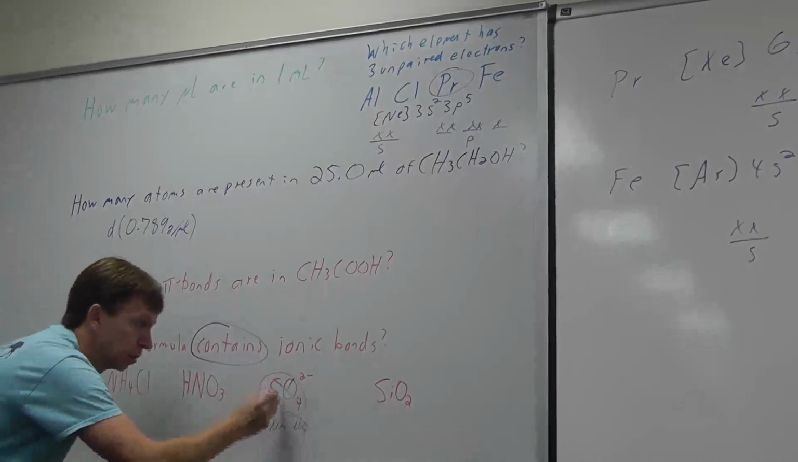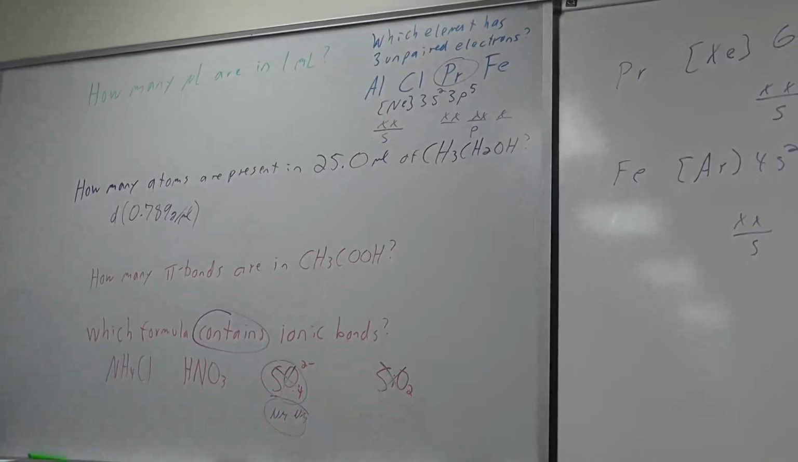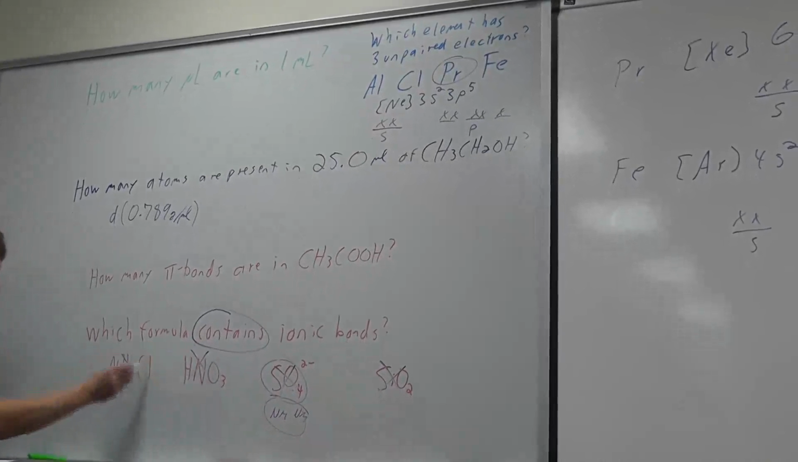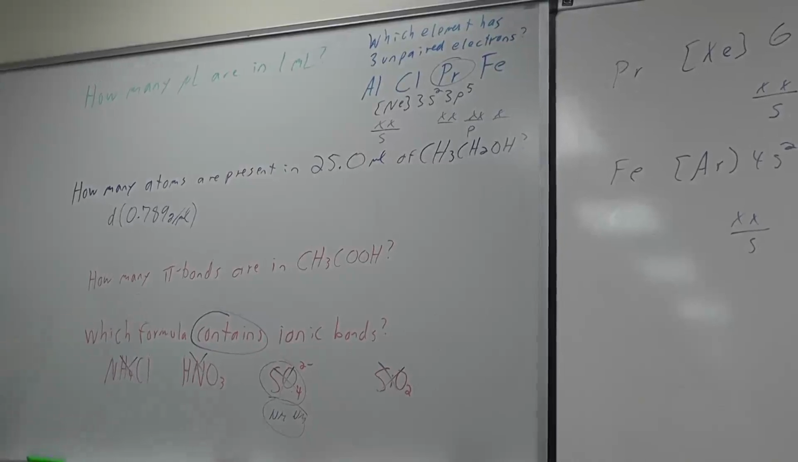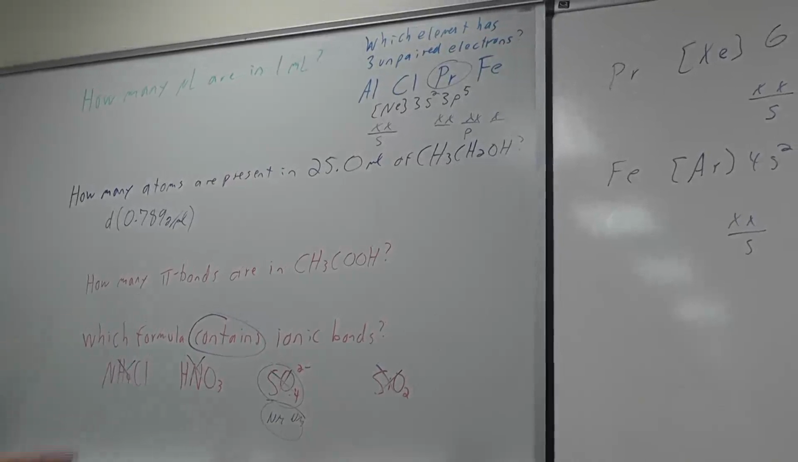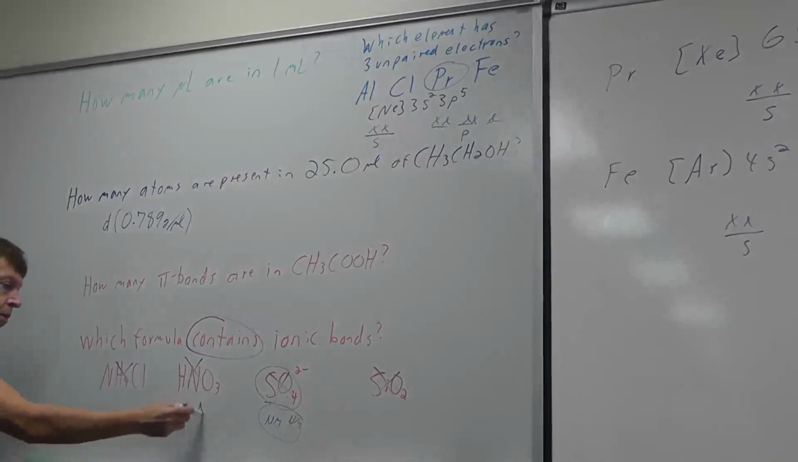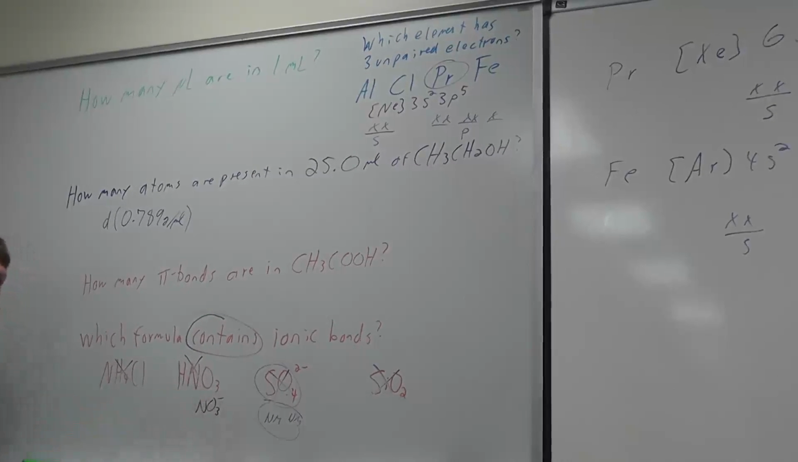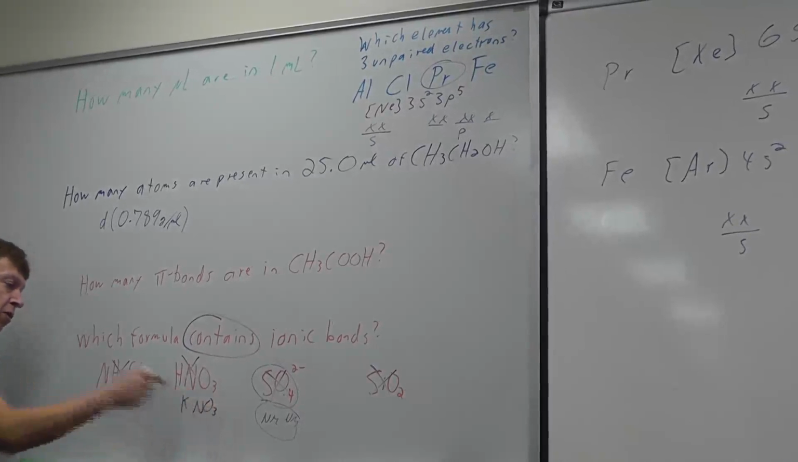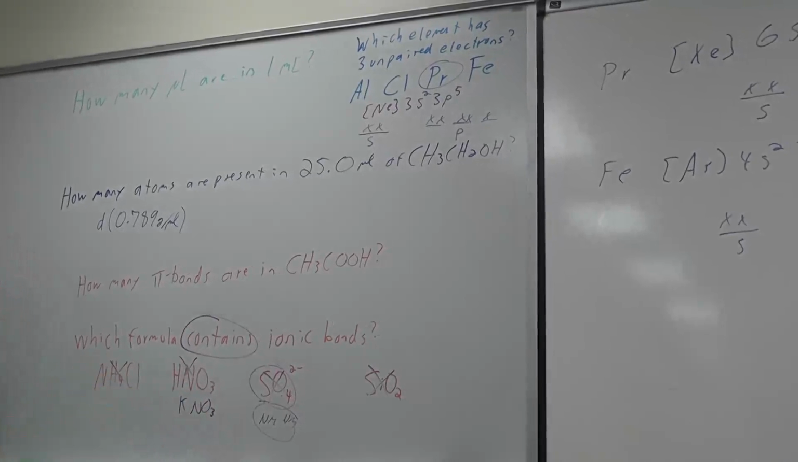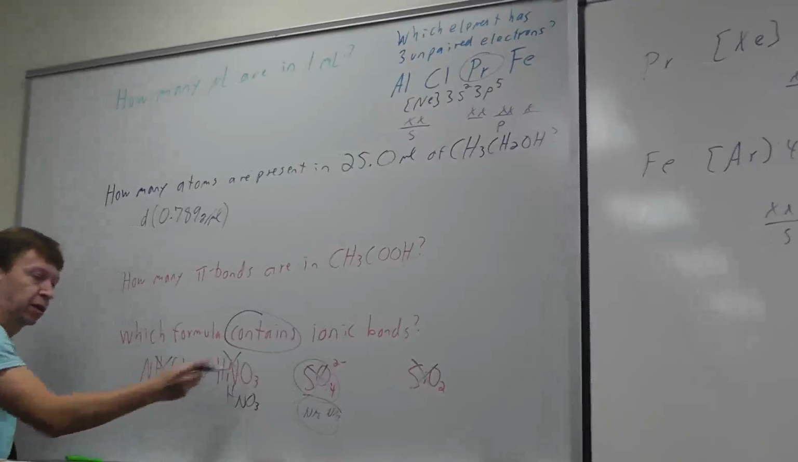Which, I guess, rules that one out too, right? Which also rules out that, and which also rules out that, because everything up here is non-metal. Is that right? No, it's not. Because NO3 is generally a polyatomic ion. And if this had been KNO3, that would contain ionic bonding. But hydrogen is a non-metal, and that's covalent.